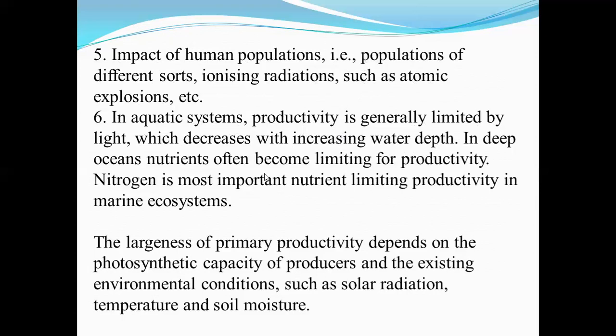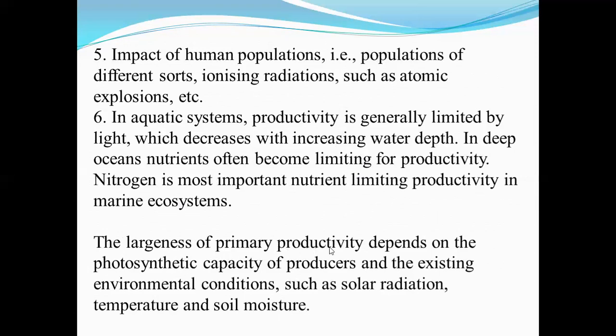So as we go down a lake or an ocean or a pond or a river, the productivity decreases because the light penetration slows down and is reduced. In deep oceans, nutrients often become the limiting factor for productivity. So nitrogen is the most important nutrient limiting productivity in marine ecosystems. So these are all the factors which affect the productivity of an ecosystem. If any of these things are disturbed, then the entire productivity of that particular ecosystem reduces drastically.